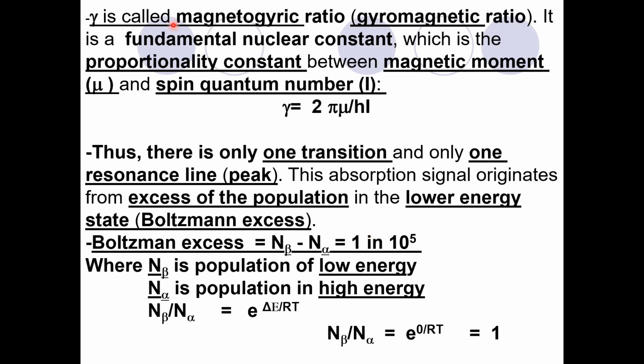Gamma in the equation, as I said before, is called the gyromagnetic ratio, or magnetogyric ratio. It is a fundamental nuclear constant. It is a proportionality constant between the magnetic moment and the spin quantum number.